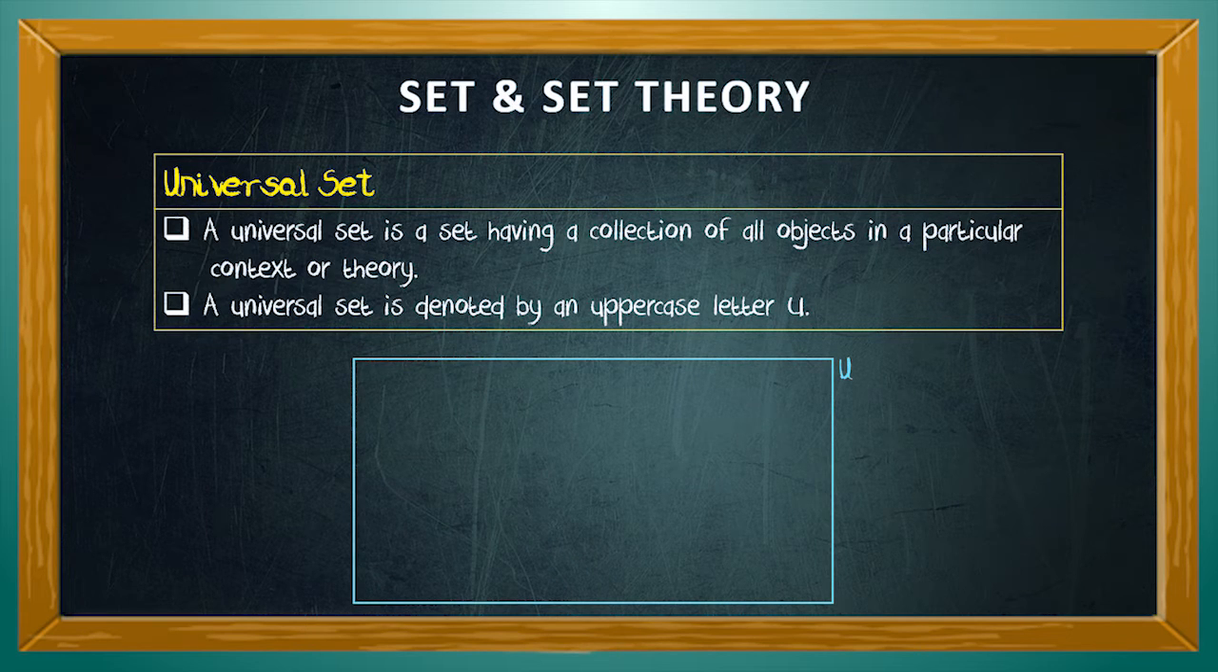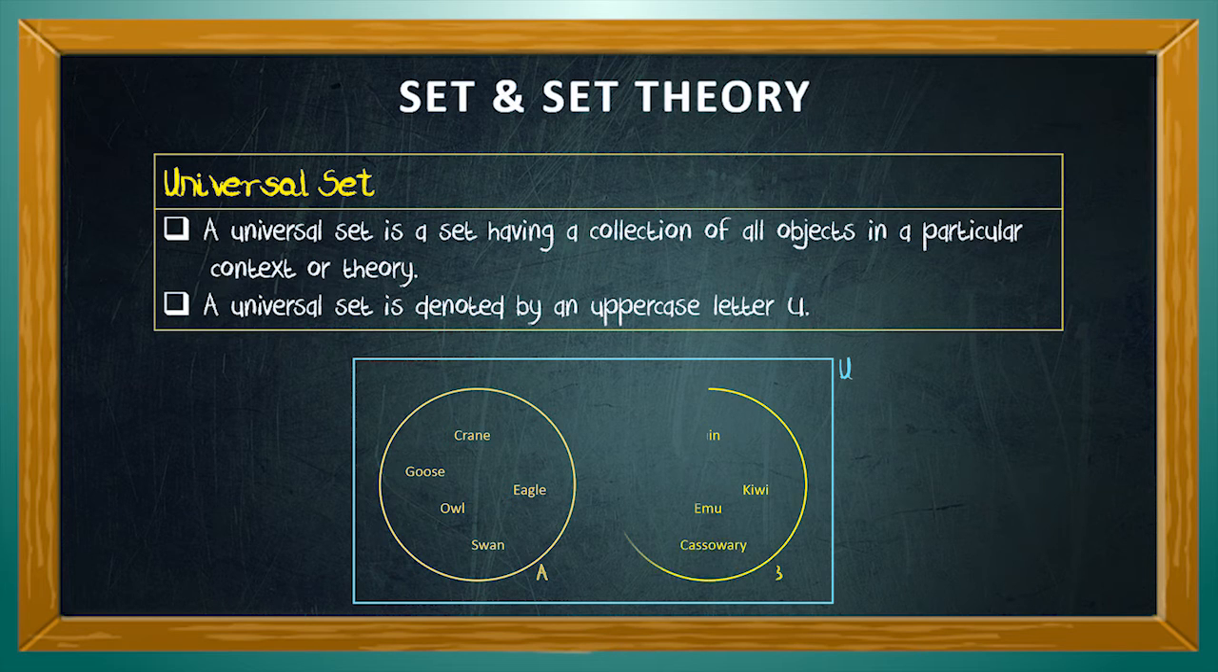For example, in the example written on the board, there are two sets: set A, a set of birds which can fly, and set B, a set which contains birds which can't fly. Now, both these sets are subsets of a bigger universal set, U, a set of all the birds.